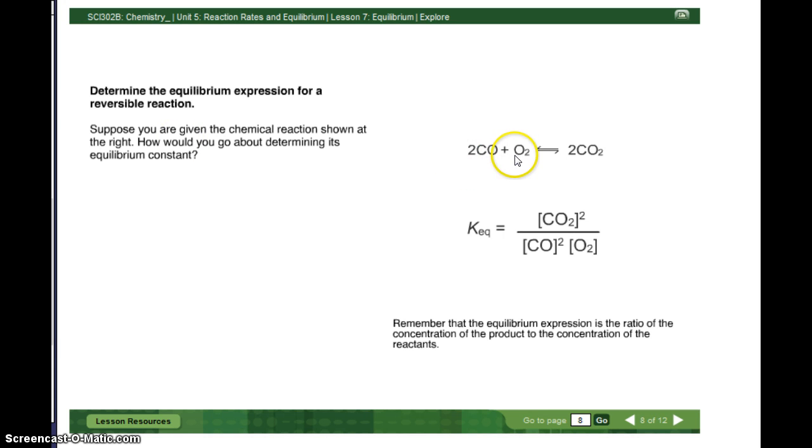So we have 2CO plus O2 in a reversible reaction yielding 2CO2. Remember that the equilibrium expression is the ratio of the concentration of products to the concentration of reactants. So the products go on the top. Where did this 2 come from? From the coefficient in front of the CO2. On the bottom we have our reactants, CO and O2. And where did this 2 come from? From the coefficient in front.